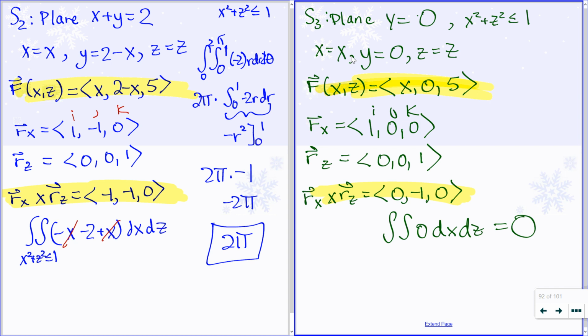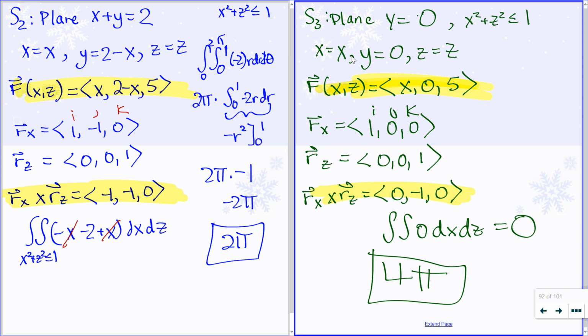If a plane is equal to 0, is it always going to equal 0? I don't know. So what's our answer? 4 pi. 4 pi. So the sum of all of our surface areas.